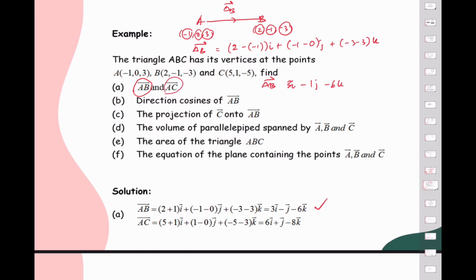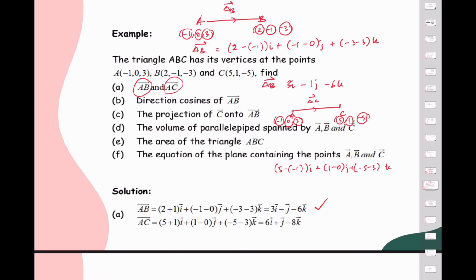You know that AC is the vector that is starting from the point A to point C here. Okay, this one is the direction. Therefore, your point A is negative 1, 0, 3. Your point C is 5, 1, negative 5. So what you need to do is take the second point minus the first point. So you have 5 minus negative 1, and this one is for i, plus 1 minus 0, and this one is for j, and negative 5 minus 3, okay, and this one is for k.